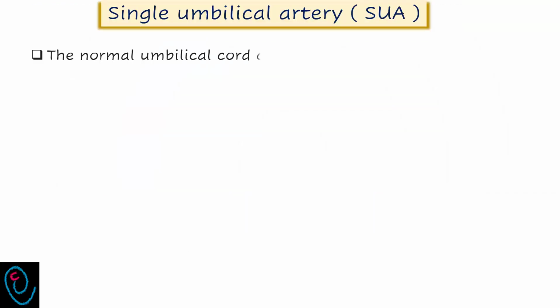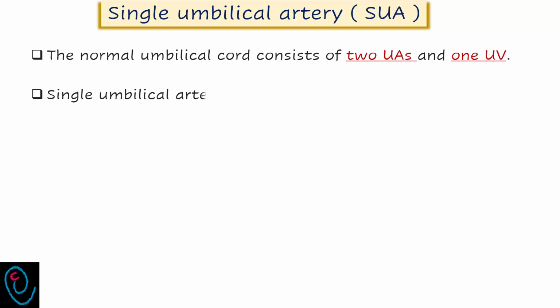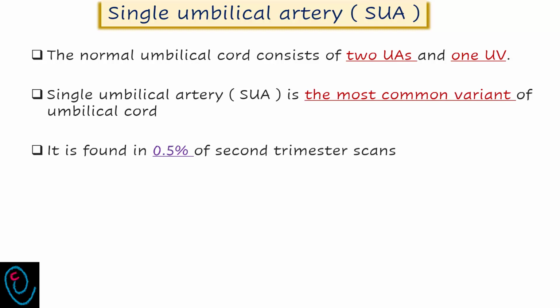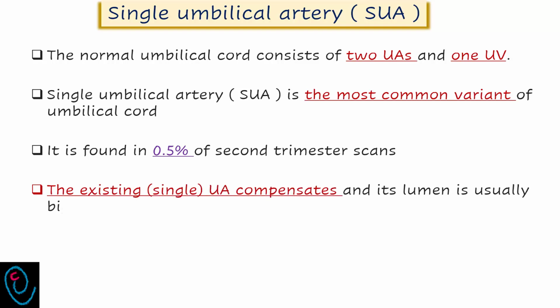The normal umbilical cord consists of two umbilical arteries and one umbilical vein. Single umbilical artery is the most common variant of the umbilical cord. It is found in 0.5% of second trimester scans. The existing single umbilical artery compensates, and its lumen is usually bigger than that of a 3-vessel cord.